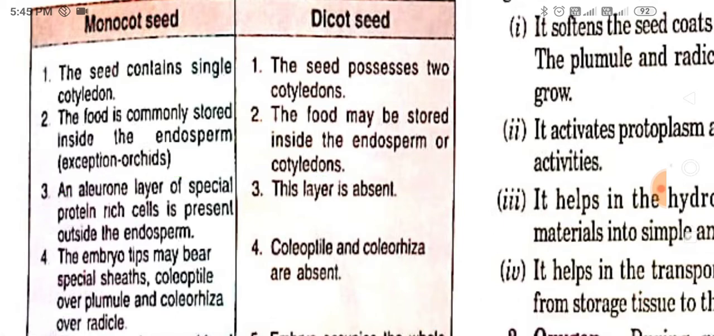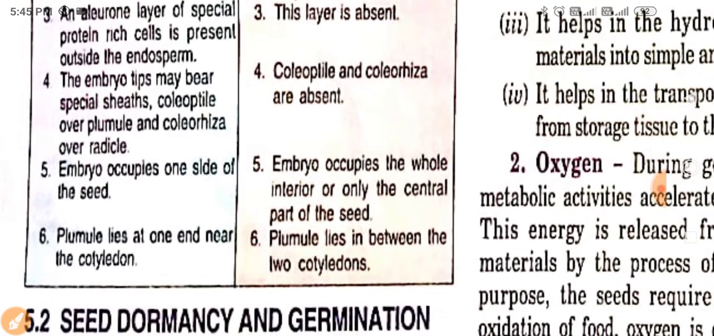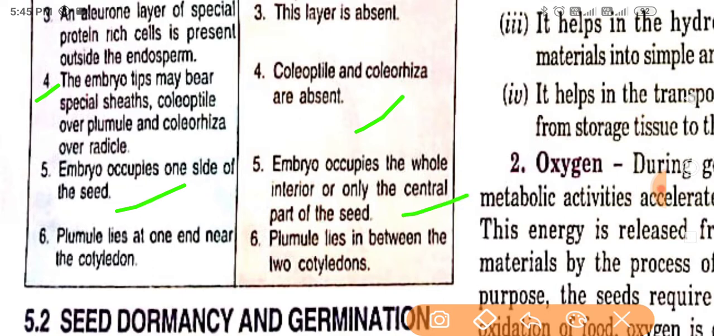In dicots the layer is absent. The embryo tips may bear special sheaths, coleoptile over plumule and coleorhiza over radicle, in monocots. In dicots, these are absent. Embryo occupies one side of the seed in monocots, and the embryo occupies the whole interior or only the central part of the seed in case of dicots. In monocots, plumule lies at one end near the cotyledon, and in dicots plumule lies in between the two cotyledons.